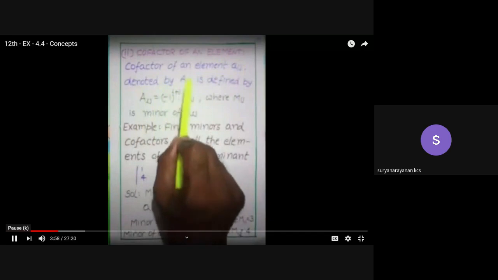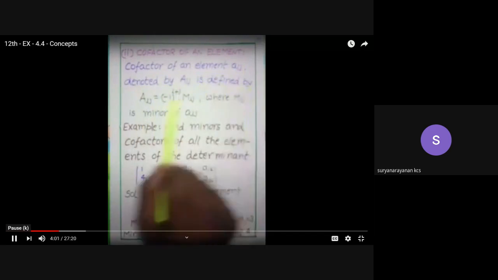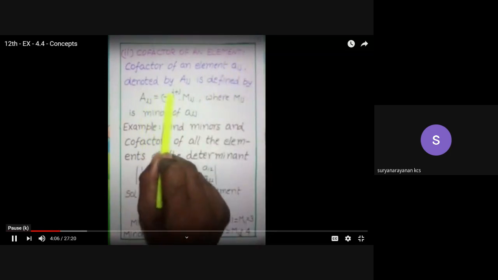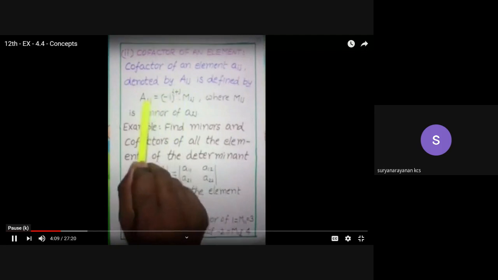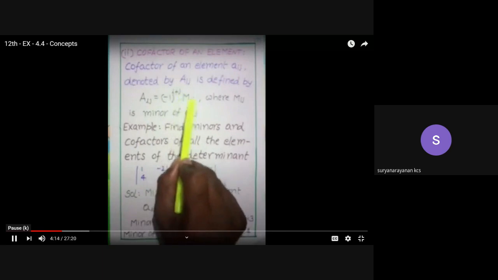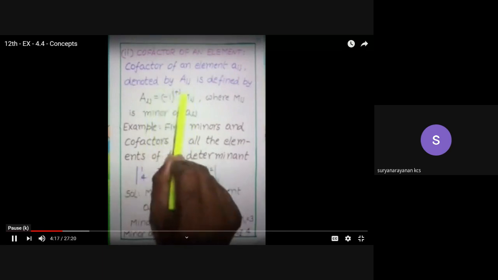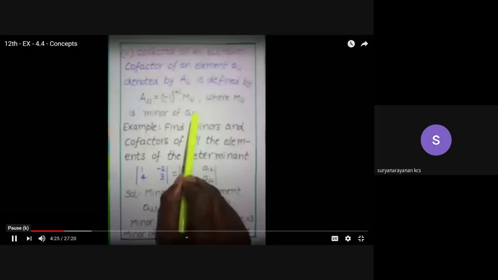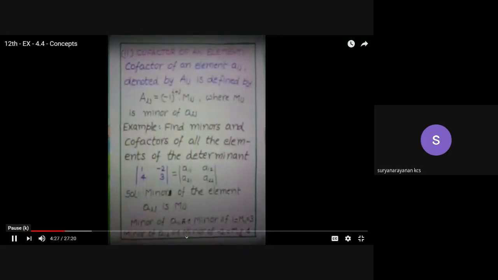Cofactor of an element Aij, this is the element Aij, is denoted by capital letter Aij, and is defined as -1 whole power i plus j. We have to add these two numbers and write it as the exponent, into Mij. This is the definition of the cofactor of an element Aij. Understood, my children? Where Mij is the minor of element Aij. Okay, my children, let us take an example to understand this concept very clearly.